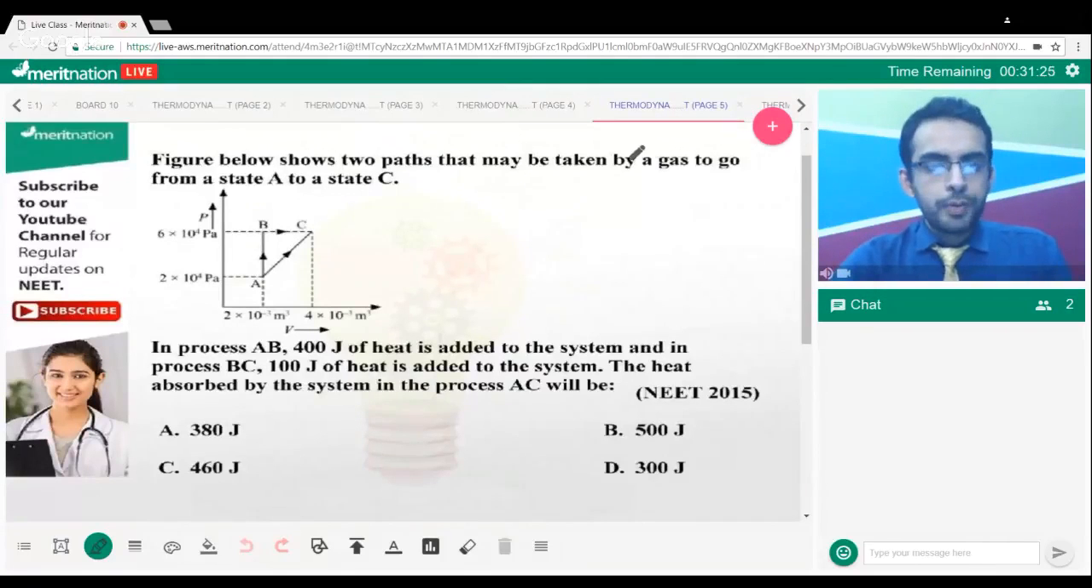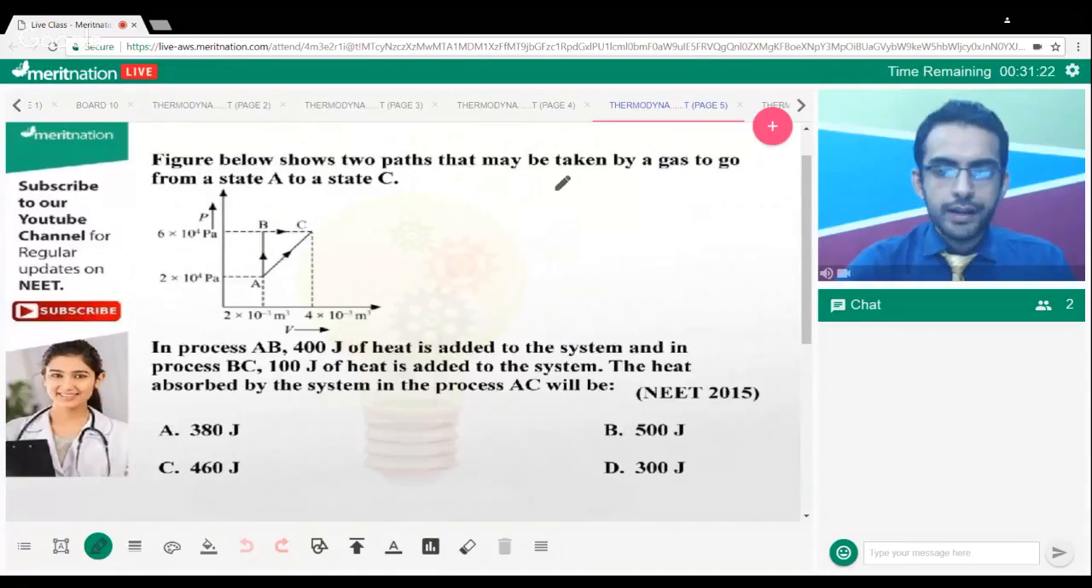Figure below shows two paths that may be taken by a gas to go from state A to state C. Here, a PV graph is given. So a gas goes from A to B and then B to C, or it can go from A to C directly. So there are two different paths. In process AB, 400 joules of heat is added to the system, and in process BC, 100 joules of heat is added to the system. The heat absorbed by the system in the process AC will be.